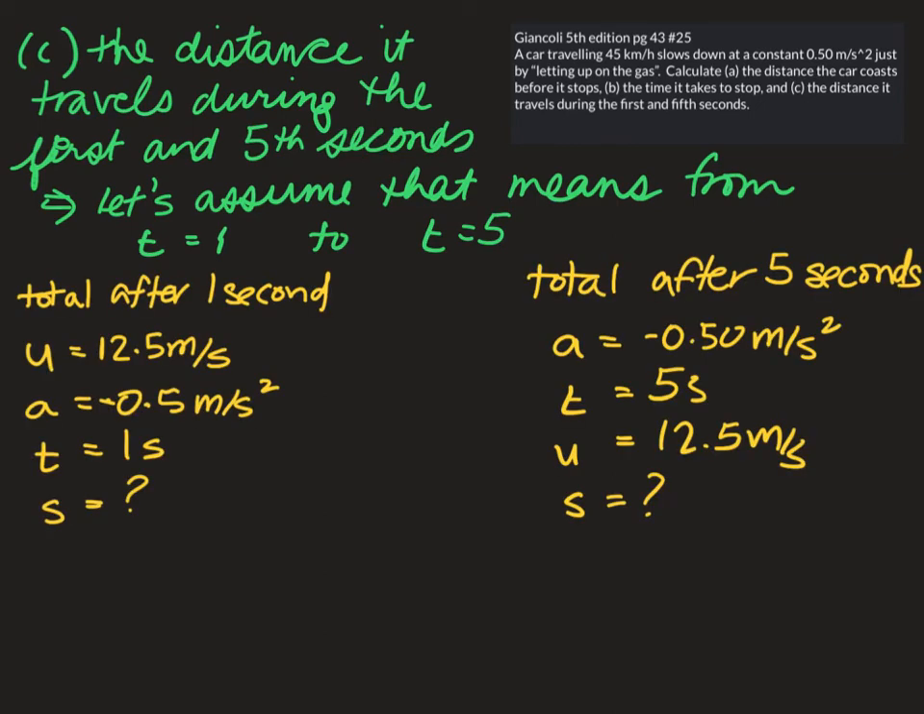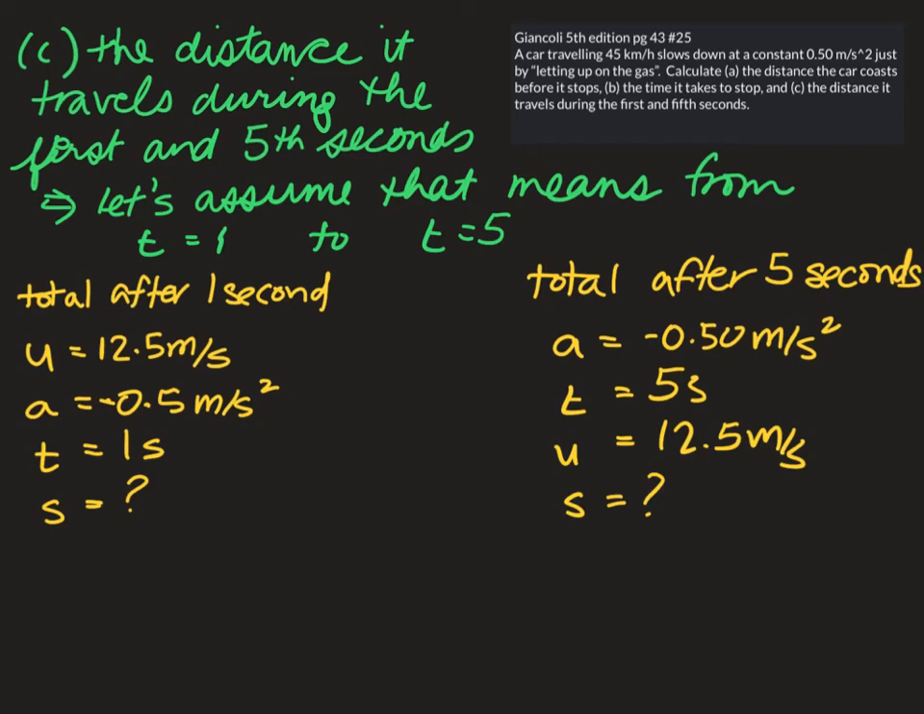Now there are a few different ways that you could do this question. Notice what I've got here. I can figure out how far it traveled after 1 second. And then I have a second part saying, if I still started with that same 12.5 meters, how far would it have traveled after 5 seconds? So if I want to know how far it went between the first and the fifth second, I'm just going to subtract these two numbers.